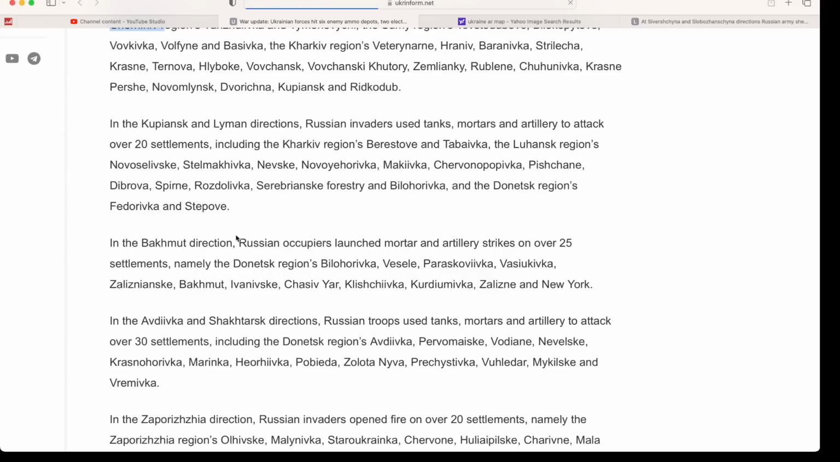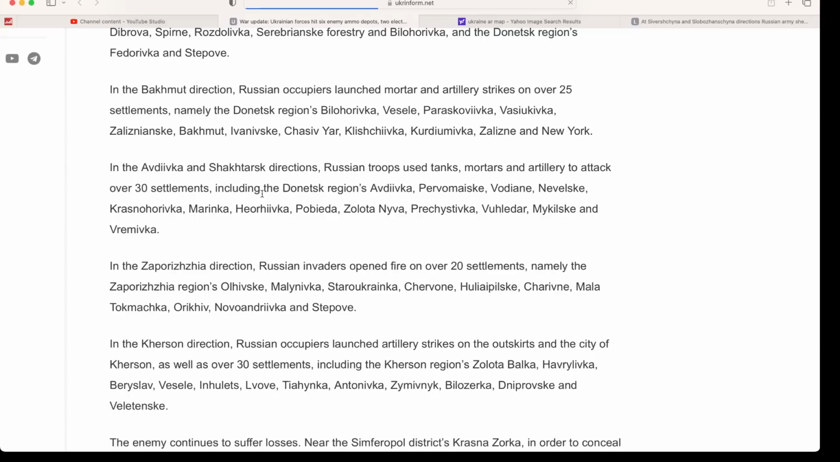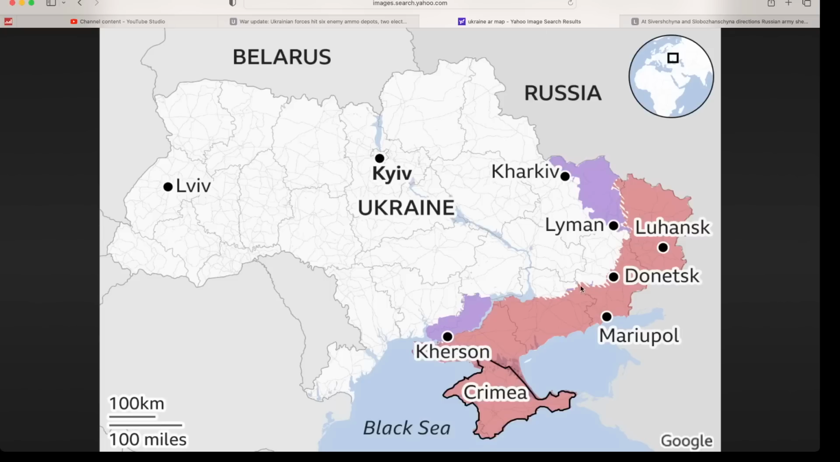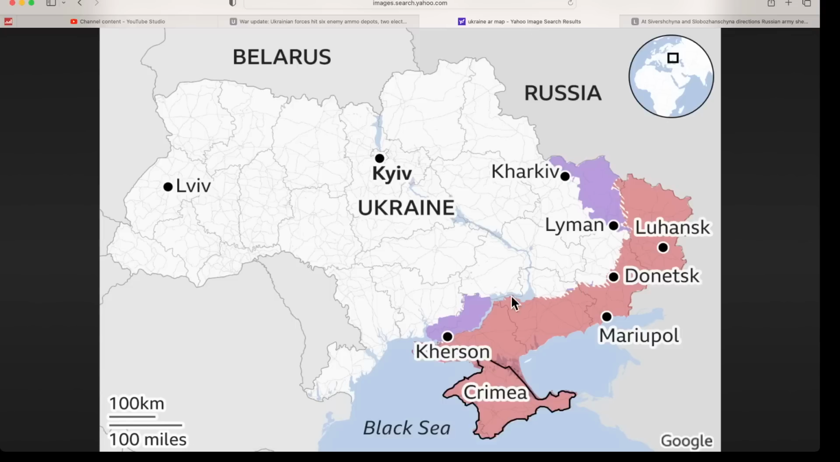Now we go down into the Bakhmut direction. Russian occupiers launched mortar and artillery strikes on over 25 settlements. And then in the Avdiivka and Shakhtarsk direction, the Russian troops used tanks, mortars, and artillery to attack over 30 settlements again. So now we're right here in this area. In the Zaporozhye direction, this is even more southern. This next one right here, Zaporozhye. This area, this is Zaporozhye Oblast, so here.